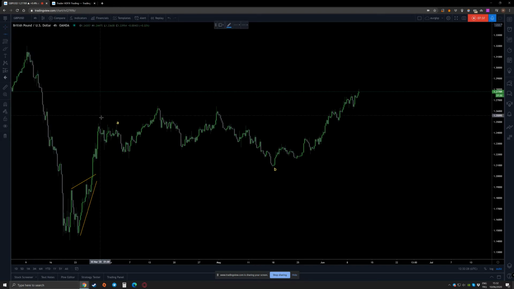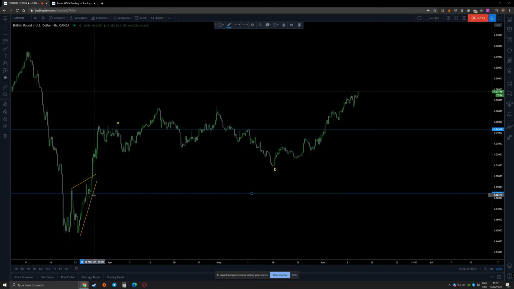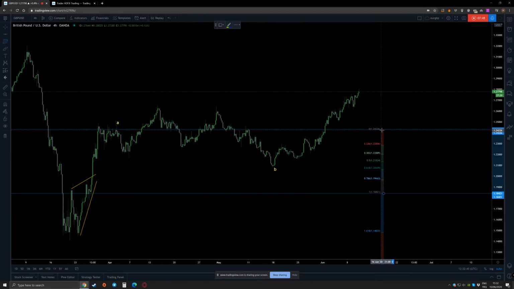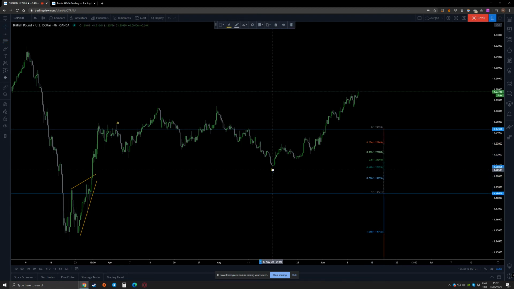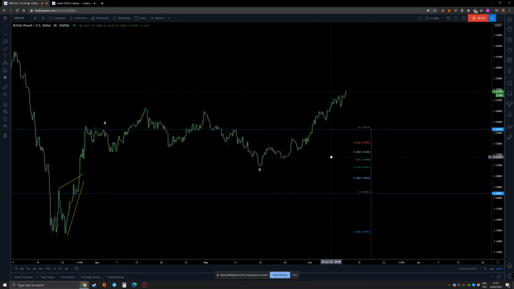So we take our horizontal ray. Let's say that this is somewhere down here, and this was the start of this wave because it ended here. Now we should take our flip tool and check where this wave B is. Now this is supposed to be the end of wave B then, because this is the 618 that we need.